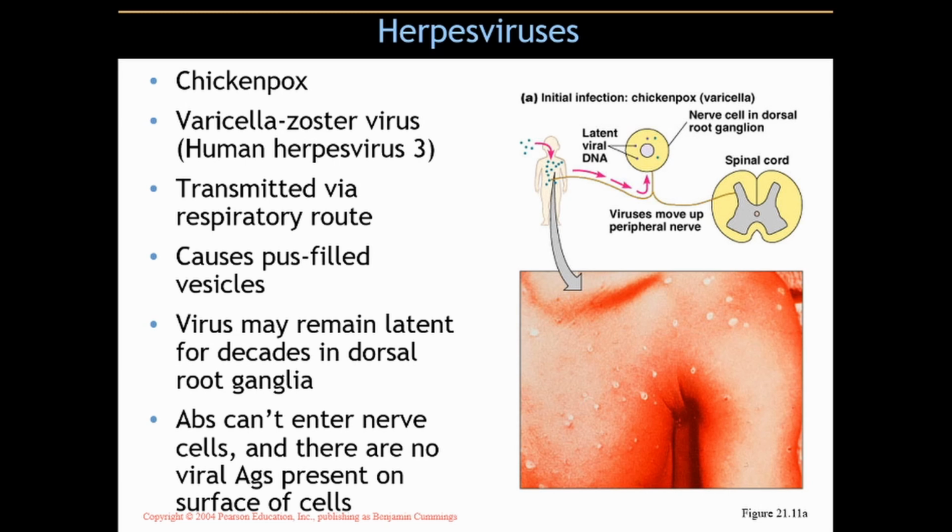The vesicles become filled with pus. They're highly contagious at that point. And then the virus remains latent for decades in dorsal root ganglia.